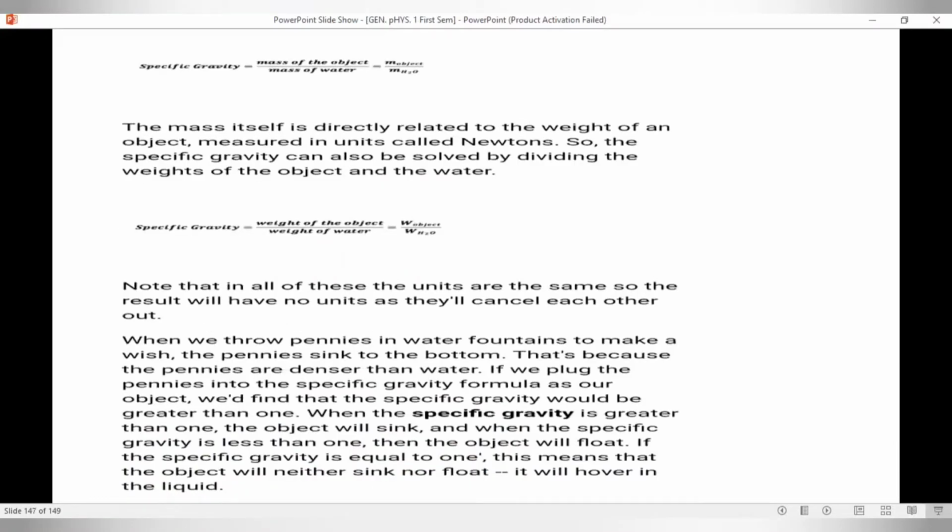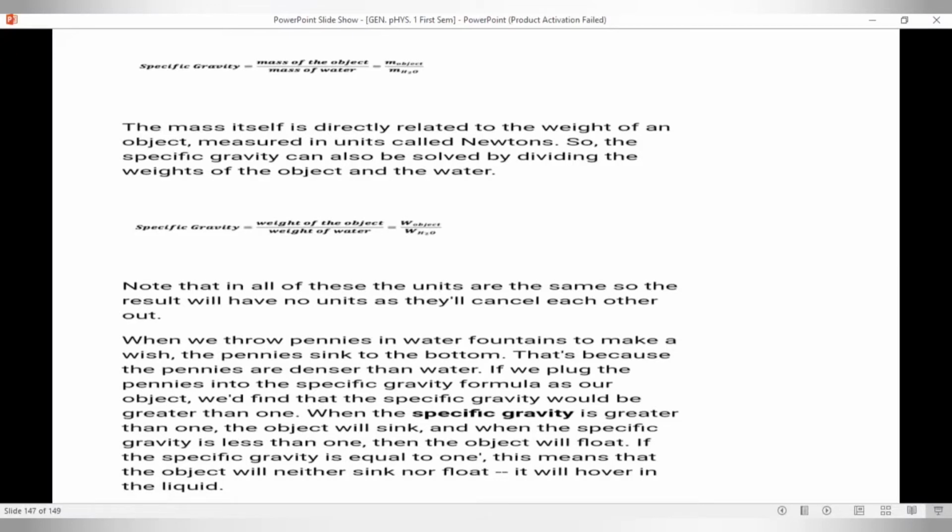The mass itself is directly related to the weight of an object, measured in units called newtons. So the specific gravity can also be solved by dividing the weights of an object and the water, as the expression given there. Note that in all of these, the units are the same, so the result will not have units as they cancel each other out.